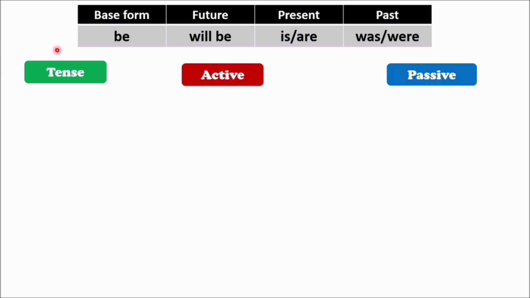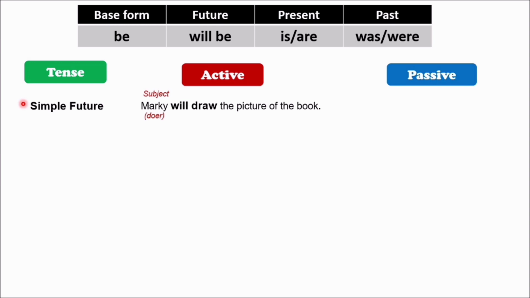Now let's go to this one. If the tense of your verb is in simple future, for example, Marky will draw the picture of the book. This is an example of active voice. Why? Marky is the doer of the action and at the same time, he is the subject of the sentence.